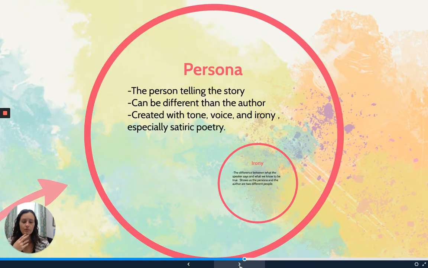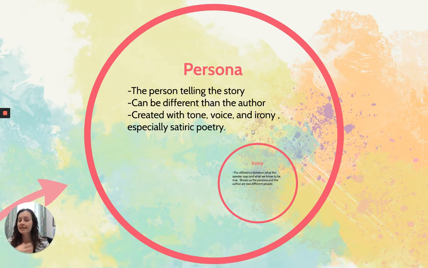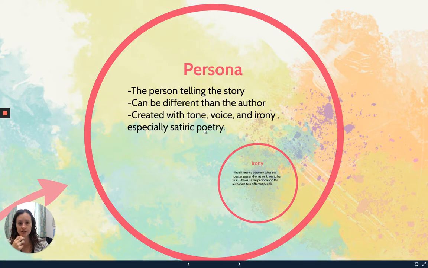All right, so persona. We've been talking about the narrator in fiction, but we don't use that same term in poetry. In poetry, we call it the persona. That is, who is telling us the story. And by the way, a lot of times in poetry, the person telling us the story, the persona, is not necessarily the author. Sometimes the difference between how the persona presents himself and the way you can tell the author feels about the speaker is what creates irony. It also helps us hear tone and voice, especially in satiric poetry.